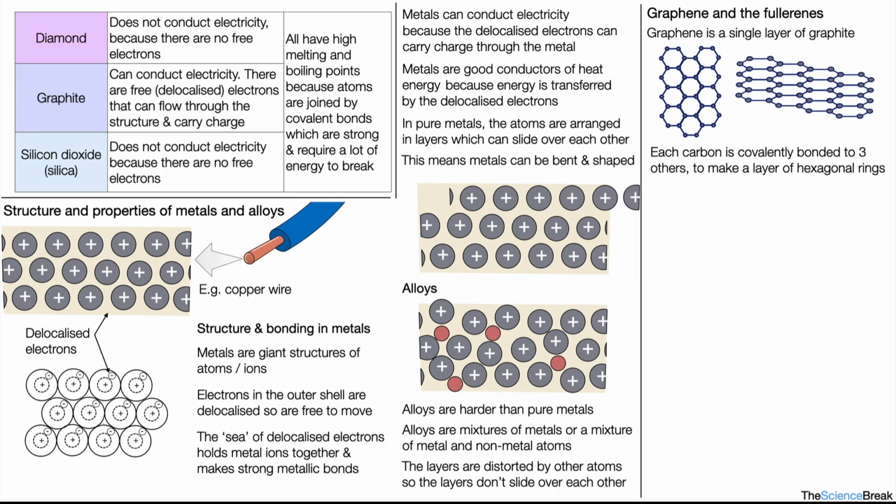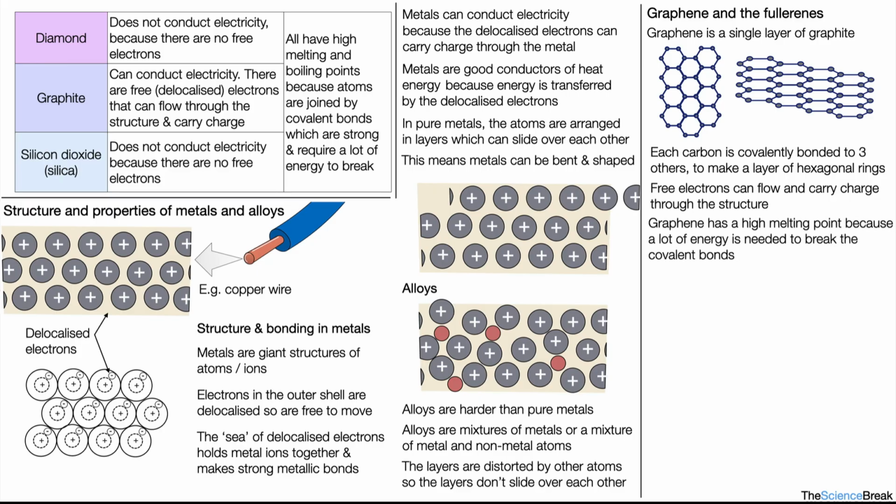Again, each carbon atom is covalently bonded to 3 others to make a layer of hexagonal rings. Free electrons can flow and carry charge through the structure, so graphene can conduct electricity. Graphene also has a high melting point because a lot of energy is needed to break the covalent bonds. So that's graphene. Let's take a look at the fullerenes.